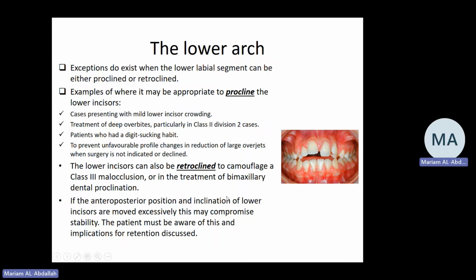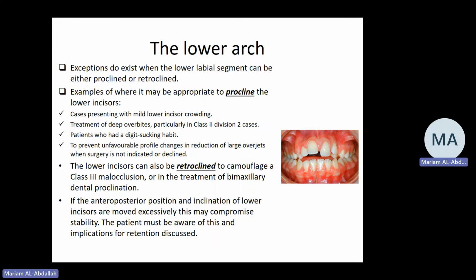To prevent unfavorable profile changes in patients with large overjets. We know that an increased overjet can be reduced to the normal by retroclining the upper incisors, but sometimes only retroclining the upper incisors can lead to an unaesthetic and unstable position of the upper incisors. In these cases, it's better to have a combination of proclining of the lower incisors and retroclining of the upper incisors in order to achieve a reduced and normal overjet.